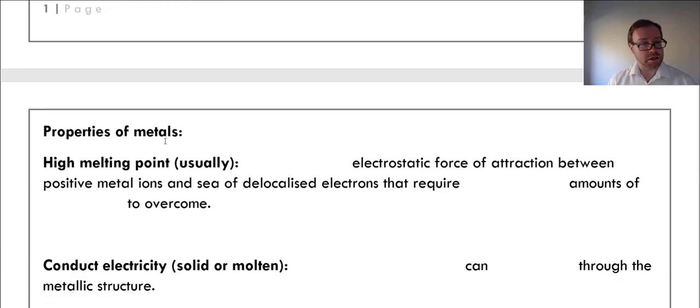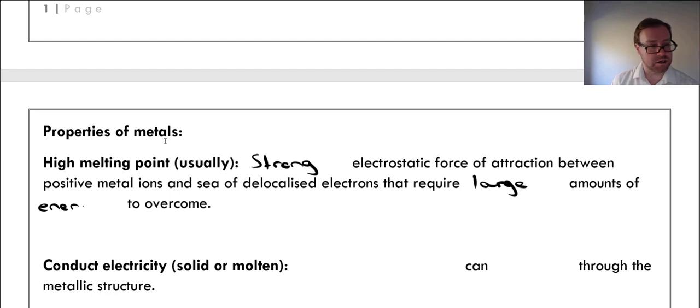Okay, so moving on. Properties of metals. They generally have a high melting point, and the way you need to describe this is to use descriptive words, usually strong or weak. So if there's a high melting point, there must be a strong electrostatic force of attraction between positive metal ions and sea of delocalized electrons that require large amounts of energy to overcome. So I've described it by basically stating the definition and putting strong in front of it, and then stating that it requires large amounts of energy to overcome.